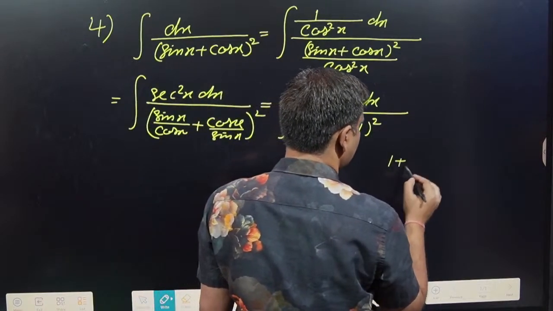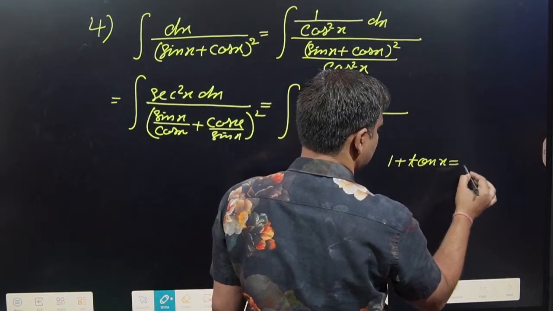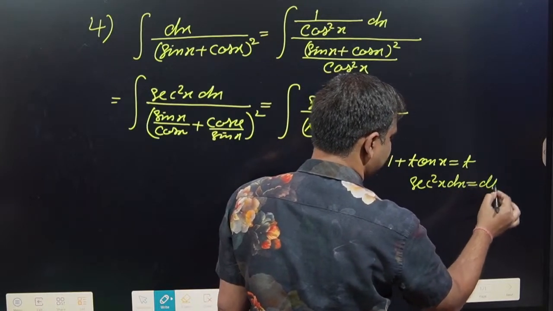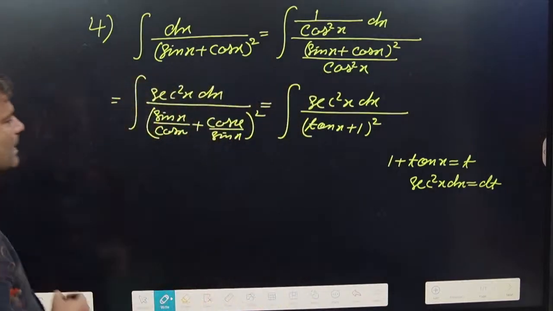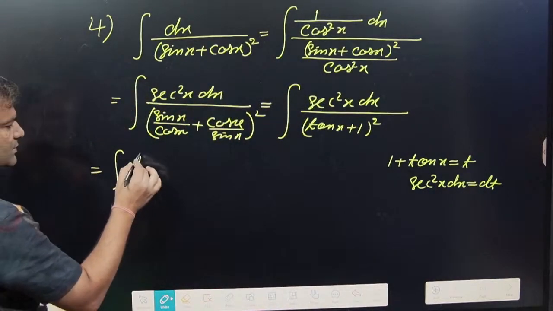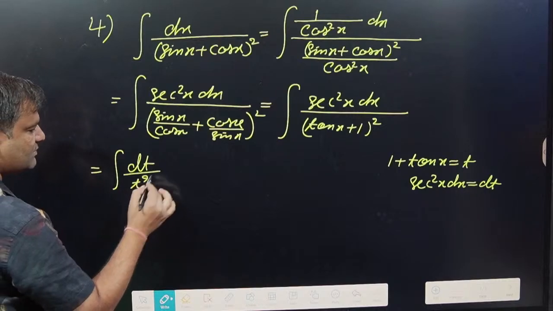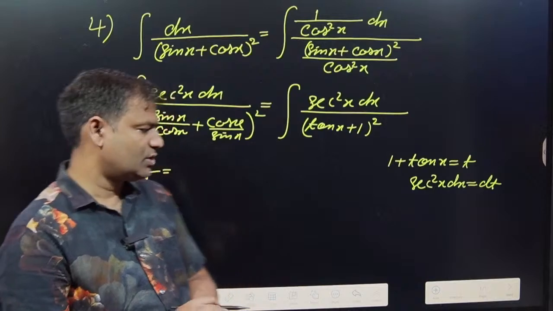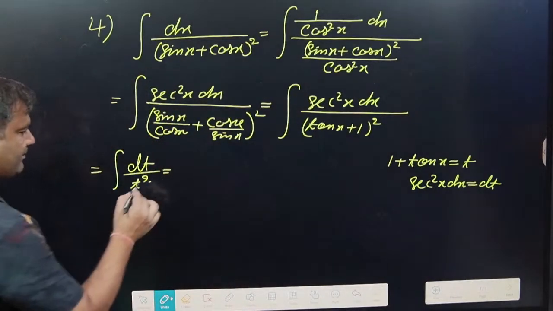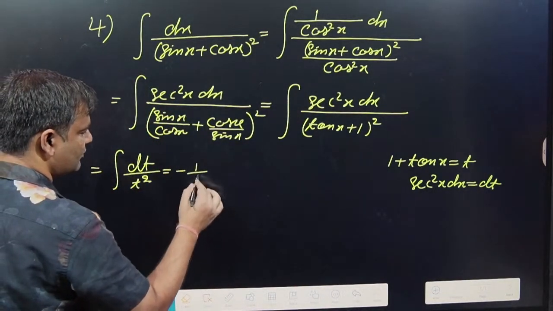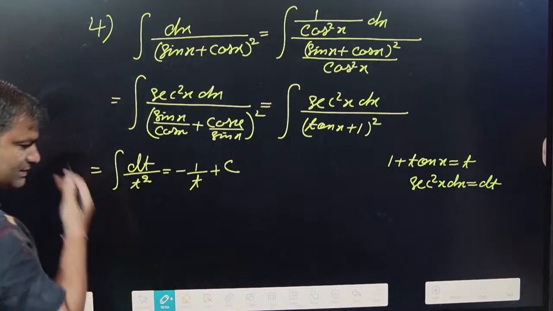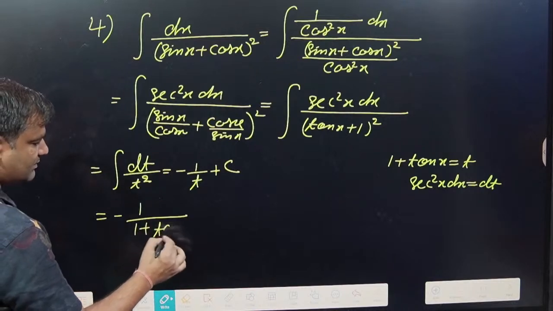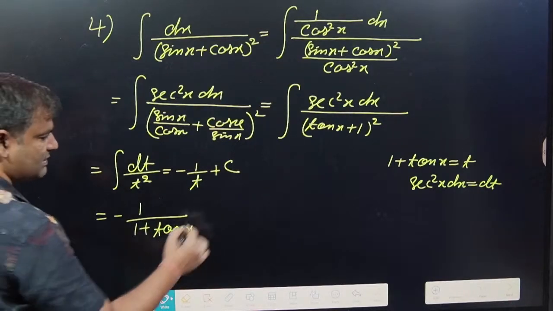Now, if 1 plus tan x is taken as t, then sec square x dx is replaced by dt. So dt divided by t square. That integrates to minus 1 upon t plus c. So minus 1 upon (1 plus tan x) plus c is the final answer.